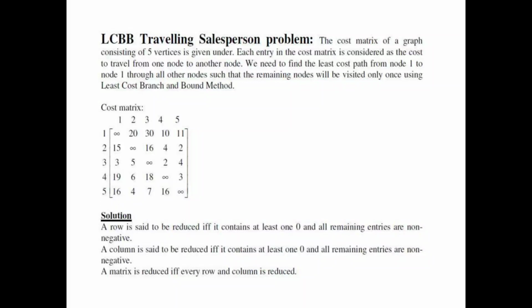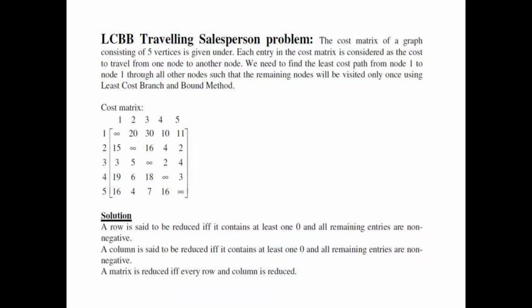First, a row is said to be reduced if it contains at least one zero and all remaining entries are non-zeros. If we are not having zeros, we have to subtract the least value from the row, which is row reduction. Column reduction is the same procedure: if you are having 0, no need to change the values. Otherwise, if you are not having 0, then we have to subtract the least value from the column. That is row reduction and column reduction.